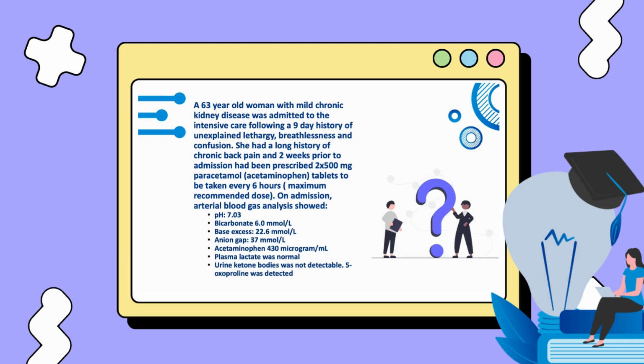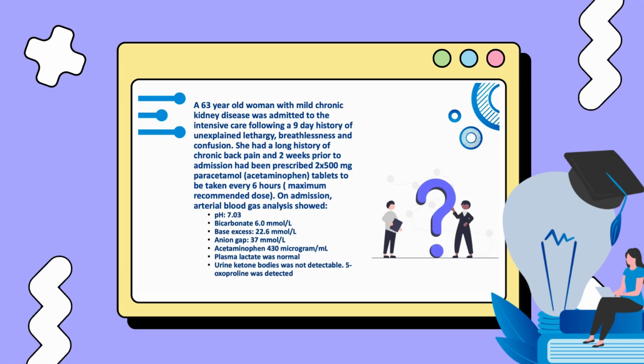On admission, the ABG analysis showed pH 7.03, bicarbonate level 6 millimoles per liter, base excess 22.6 millimoles per liter, anion gap 37 millimoles per liter, acetaminophen levels 430 microgram per ml. Plasma lactate was found to be normal. There were no ketone bodies detected in the urine, but 5-oxoproline was detected in the urine.